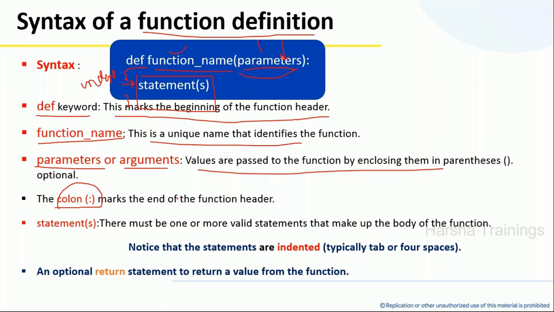I should end my function definition with a colon, followed by some set of statements. Just a minute. I don't know why it is moving up. Is it okay? All the statements should be indented, either with one tab or 4 spaces. Sometimes I will write a keyword called return. If I want to return some values from this function definition back to the calling function, I will use a return statement. I will discuss return statements in the coming slides.